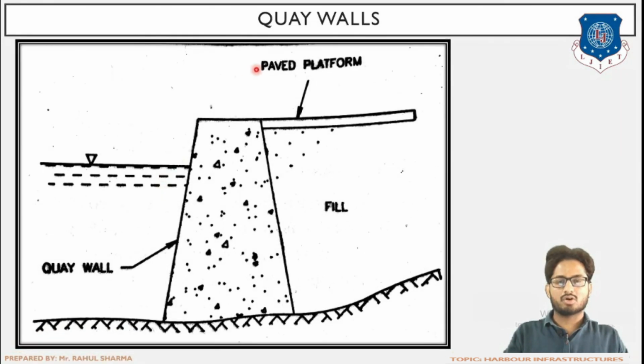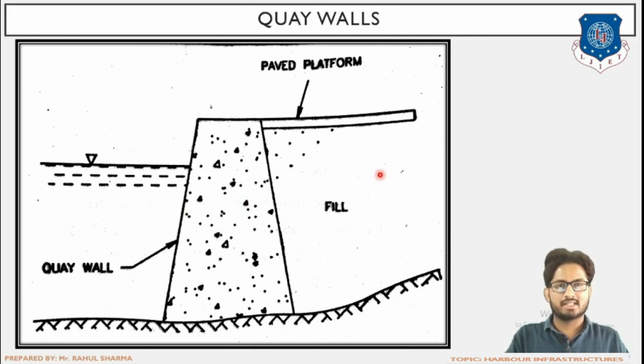Next, if we talk about quay walls or quay, this is the image. So as we can see, on top is the paved platform. Paving is done as a measure of increasing stability, on which the movement of cargo or commodity and the load will take place. This is the water level which has been shown. On one side is water, on another side is fill or earth.